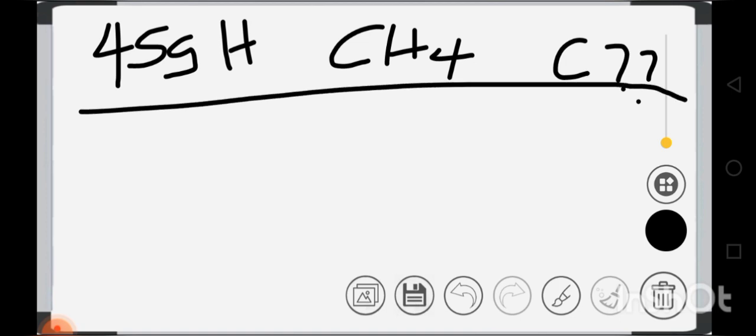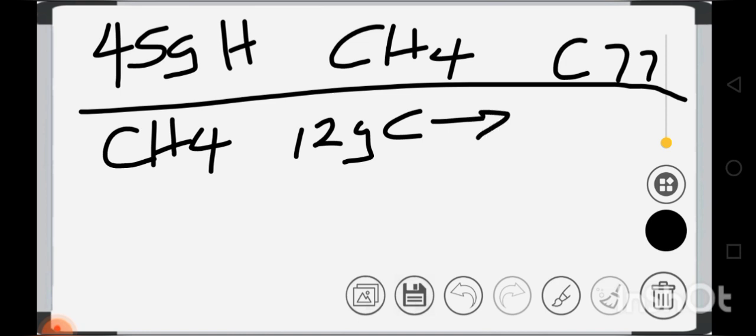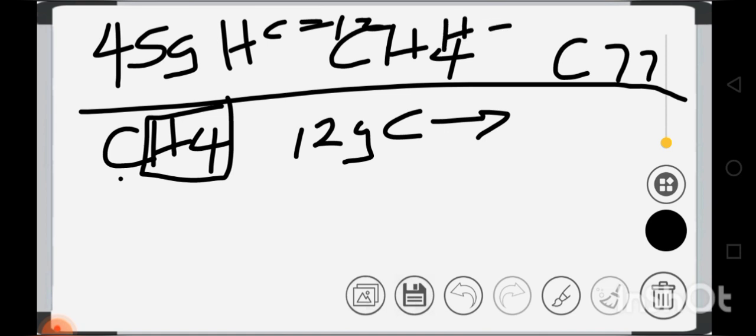We have already established that if you have CH4, from the periodic table, we know that the atomic mass of carbon is 12. So we have 12 grams of carbon. The atomic mass of hydrogen is just 1, but we have 4 hydrogen here, so I'm going to multiply 1 times 4, and we have 4 grams of hydrogen.